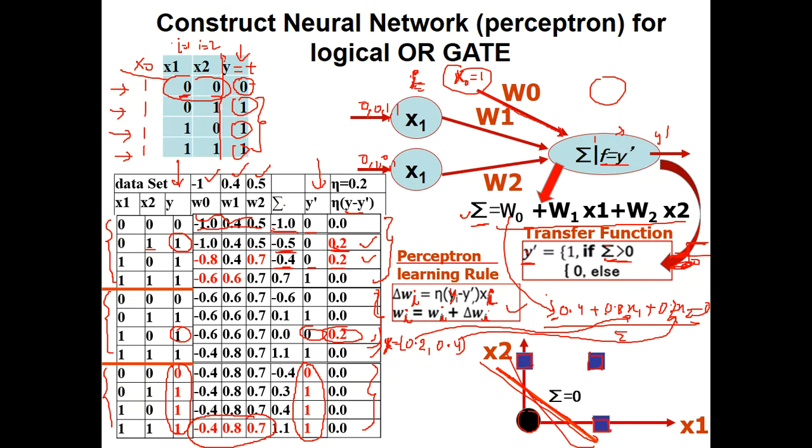What would you get? 0.8 into 0.2 is 0.16, 0.7 into 0.4 is 0.28. So you will get 0.44, and here it is minus 0.4, so you will get something less than 0. Something less than 0 means your final output y is 0. You will get the predicted output equal to 0 in this example.